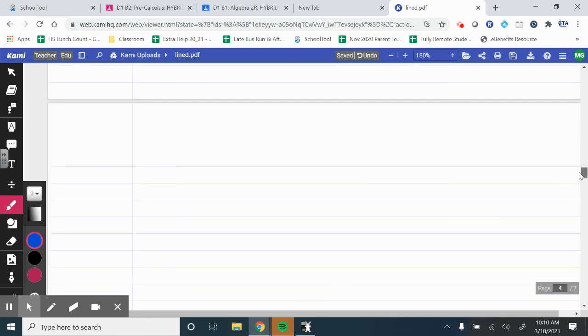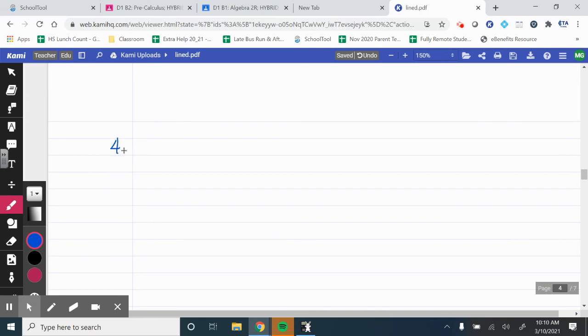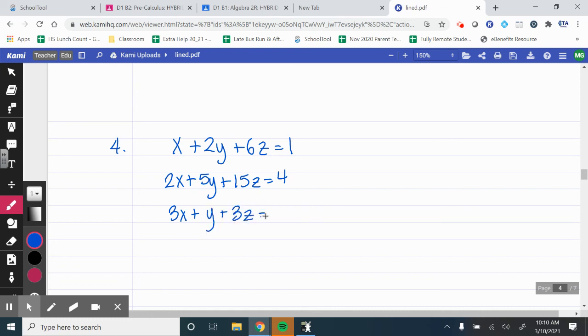Okay, and then number 4, we'll do one more. x plus 2y plus 6z equals 1. 2x plus 5y plus 15z equals 4. And 3x plus y plus 3z equals -6. So use matrices and Gauss-Jordan elimination to solve that. Remember, go column by column. So get your lead 1, which we already have one there first, then get your zeros below it, and then go to column 2 after that. Once you finish this one, go ahead and check it in your calculator.